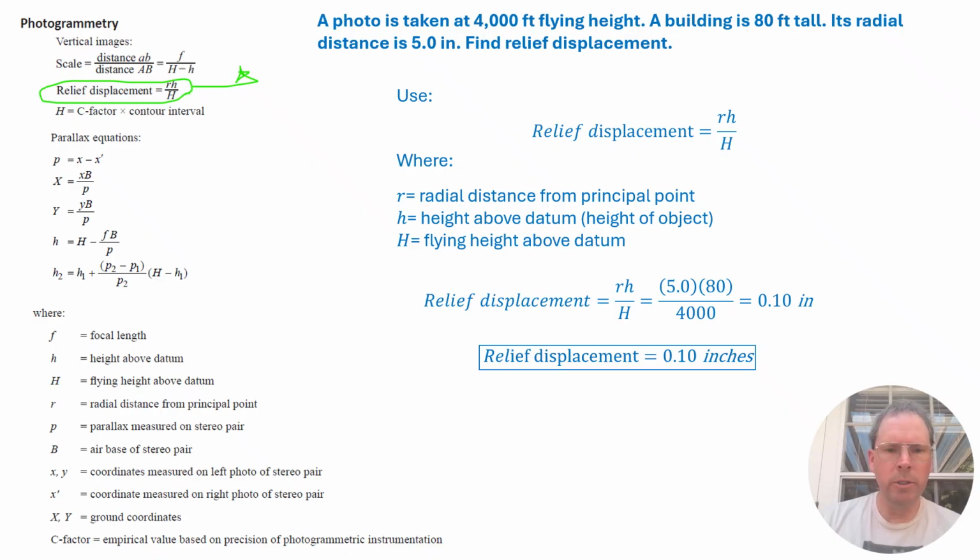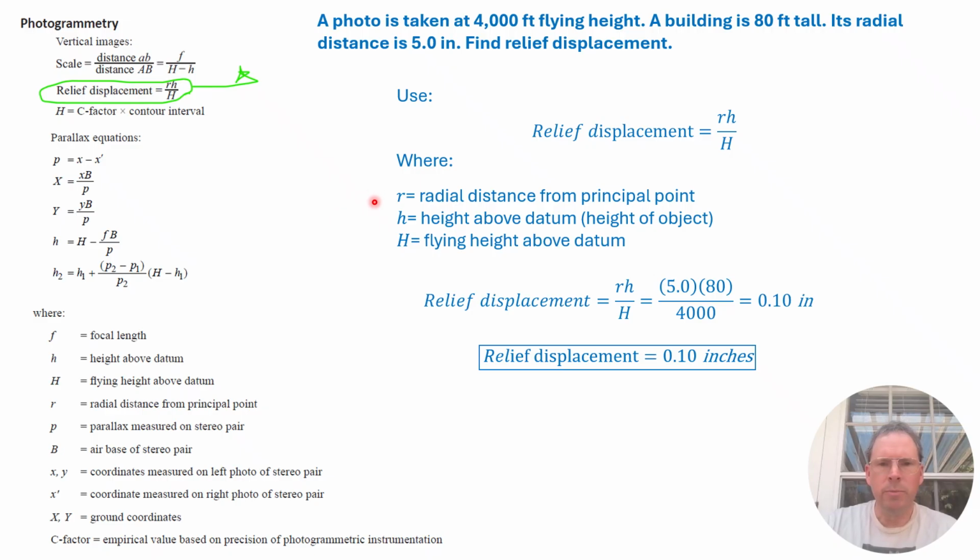Okay, let's look at another example here. A photo is taken at 4,000 feet of flying height. A building is 40 feet tall. Its radial distance is 5 inches. Find the relief displacement. So here's the relief displacement equation, and I just wrote it out for us here to see. So these terms are defined below.